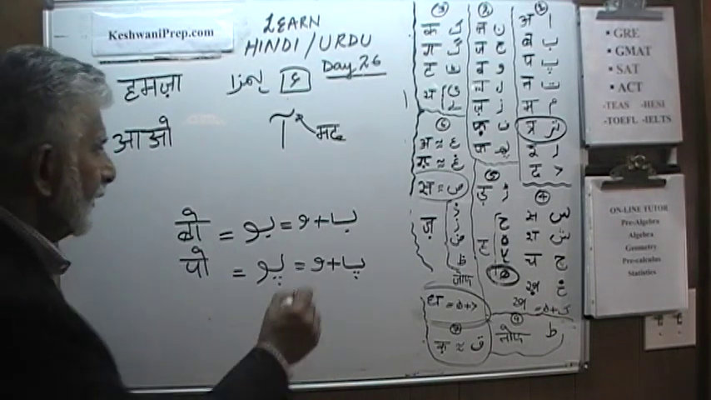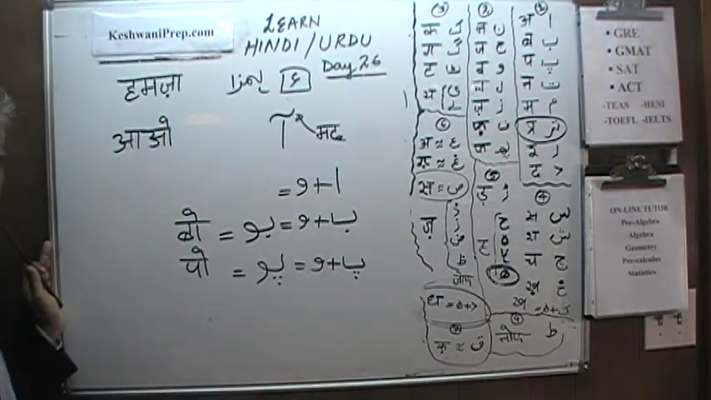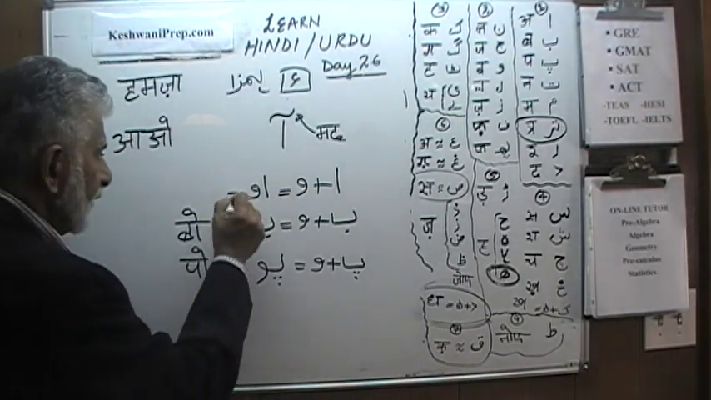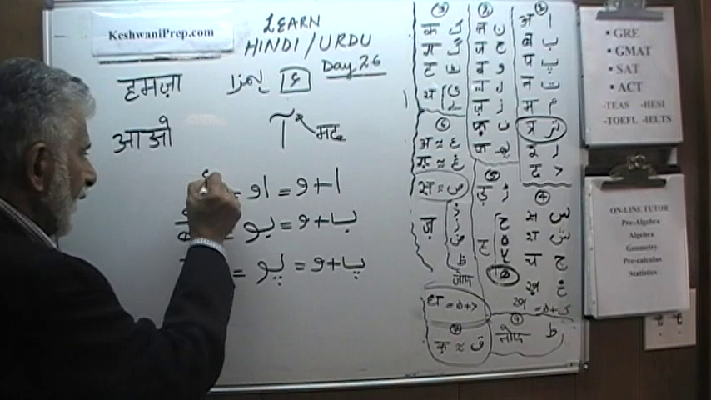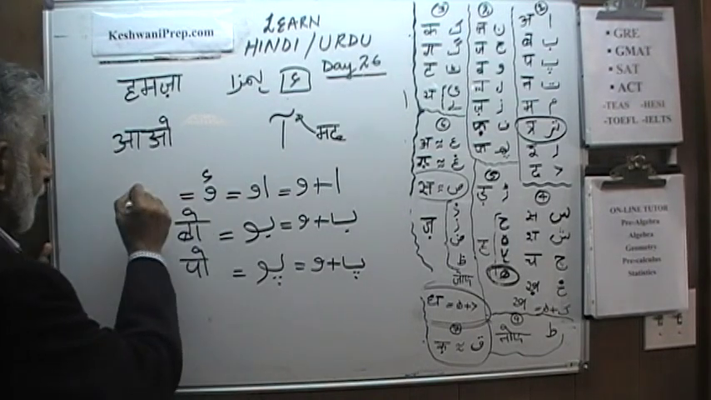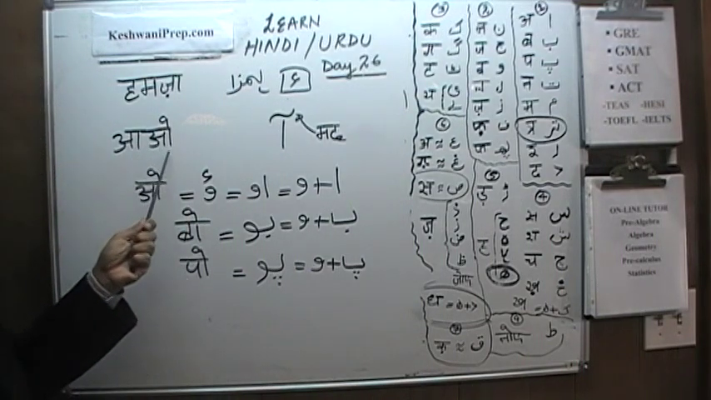When we have an alif and combine it with a vowel, it does not combine, nor does it sit by itself like this. It becomes like this: vowel and hamza. And that makes an O sound. So here we have A, O.